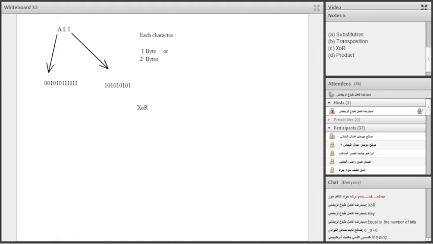And then you XOR this one with the key, for example, this is the key and this is the key. You XOR these two with the key. Exactly. 0 and 0 is 0, 0 and 1 is 1. Exactly. Yes, it's correct. Thank you, Saleh. Thank you, Hossein. Okay, so you get the result, and the result will be binary.